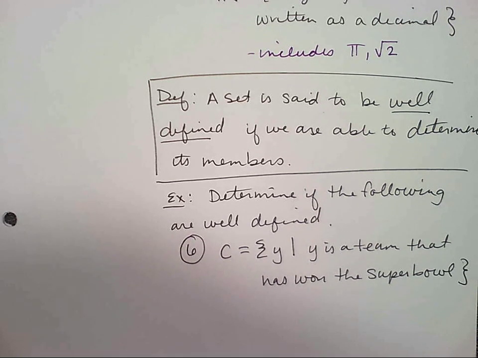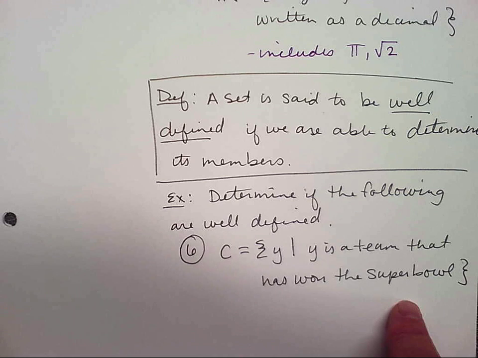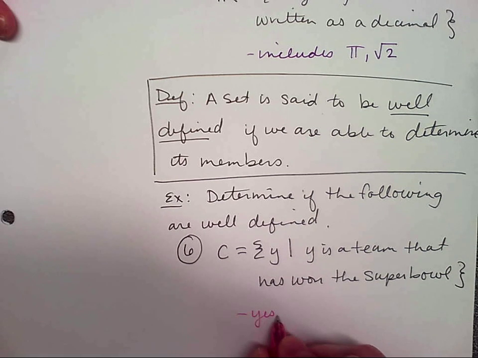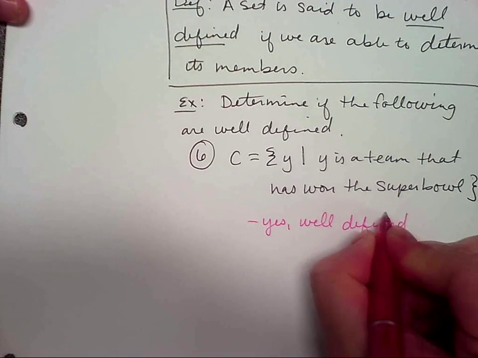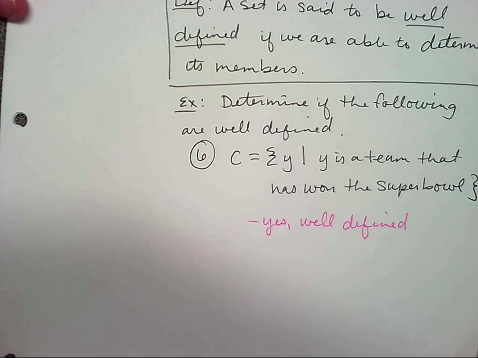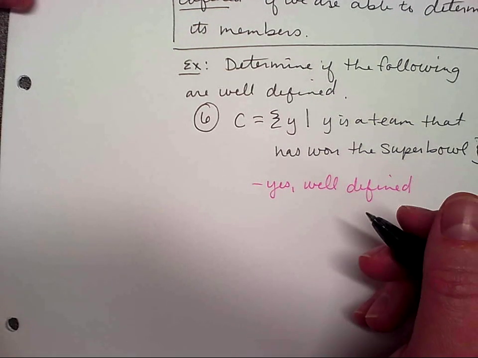No. I can tell if a team has won the Super Bowl or not, right? Well, if they're not in the NFL, chances are no. It's not possible, right? So I could name a bunch of teams that are not in the NFL. They have not won the Super Bowl. So then I can look at all of the teams in the NFL and see if they've won or not. So I can determine this easily, right? So yes, this is well defined. I can tell that, and I can determine it easily.